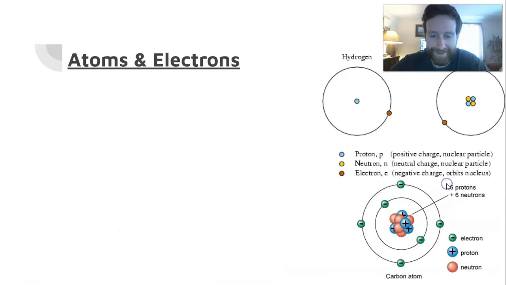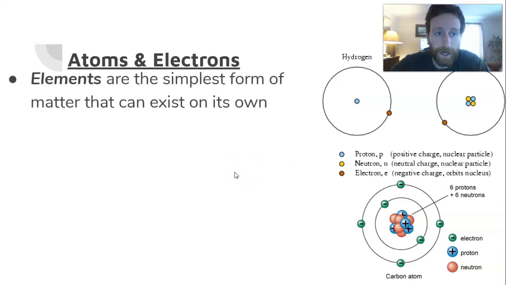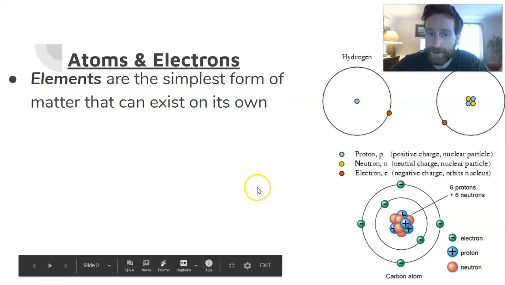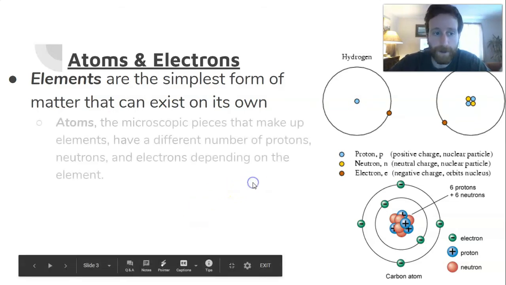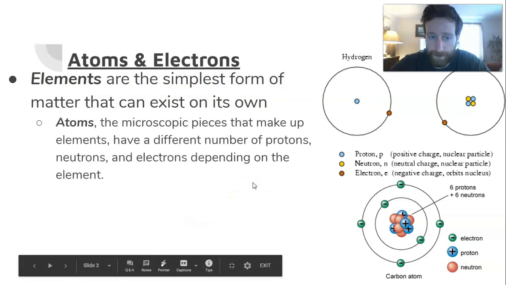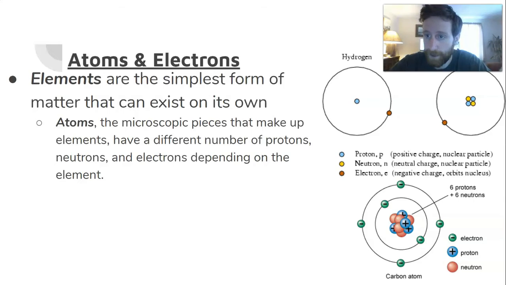All right, so we're going to take a little break from stars and galaxies just for today. We'll come back to them tomorrow, and we're actually going to go inside the atom. Let's begin by defining what an element is. You've probably heard this before, but elements are the simplest forms of matter that can exist on their own. And atoms are those microscopic particles that make up elements.